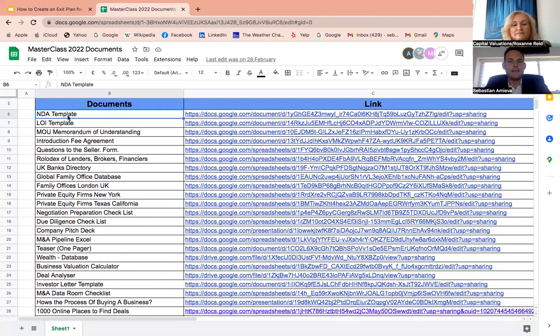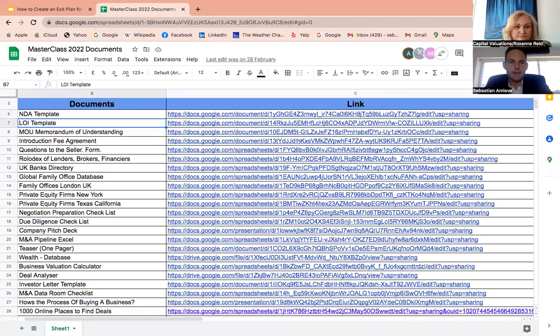You have the NDA template that you can use and rebrand. You have a letter of intent template to send offers, right? And the NDA to share with the buyer or seller to disclose information. Then you have memorandum of understanding templates that you could use for doing roll-ups mainly. I use the memorandum of understanding so everybody is on the same page. Then you have an introduction fee agreement that you could use for getting a fee when you introduce somebody to a deal.